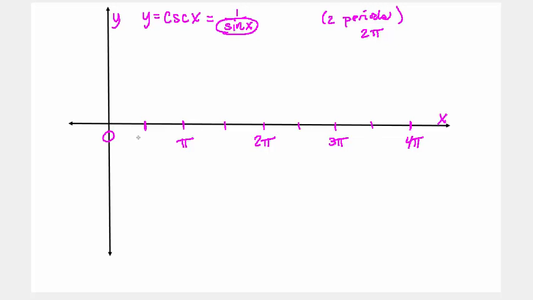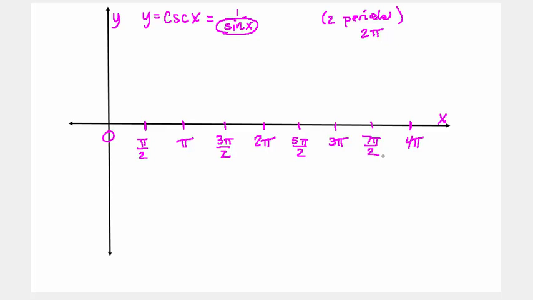Now I'll be counting by half pi's, so pi over 2. 2 pi over 2 is pi. 3 pi over 2 is next. 4 pi over 2 is 2 pi. 5 pi over 2 is next. 6 pi over 2 is 3 pi. 7 pi over 2 is next. And then, of course, 8 pi over 2 is 4 pi. All right, this should give us plenty to work with.